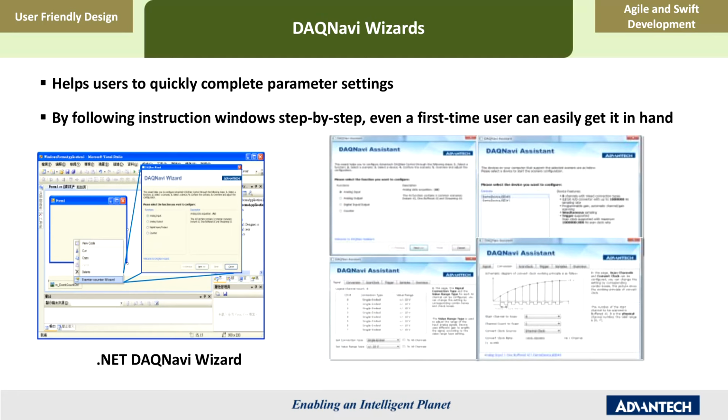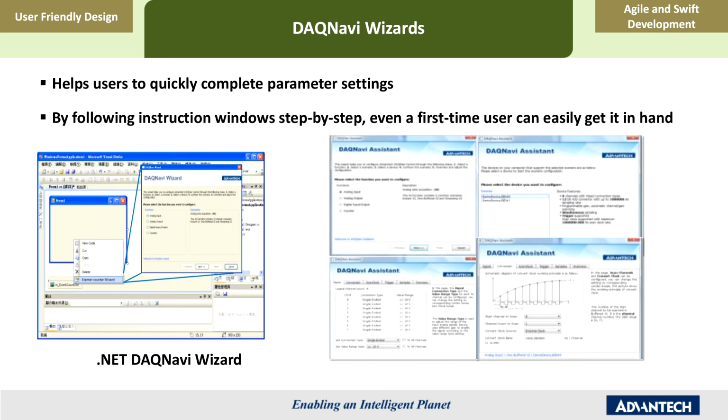The DAQNavi configuration wizard is designed to help users set up parameters quickly. Following instruction windows step by step, programmers can quickly write parameters into the components and shorten the development time.